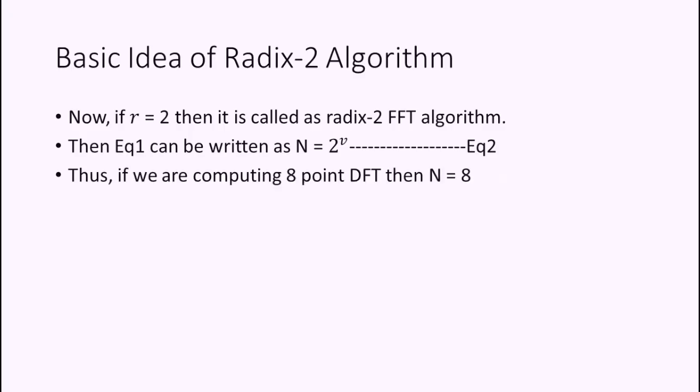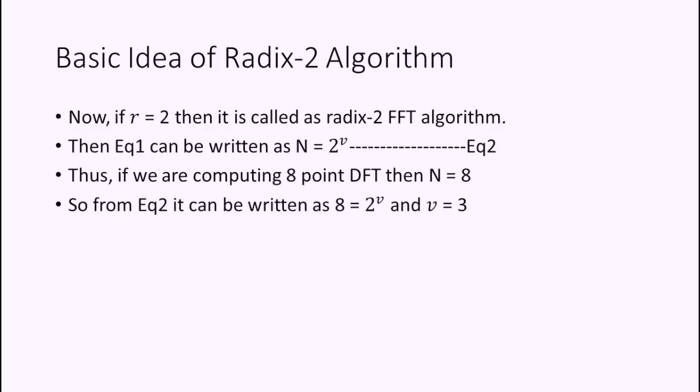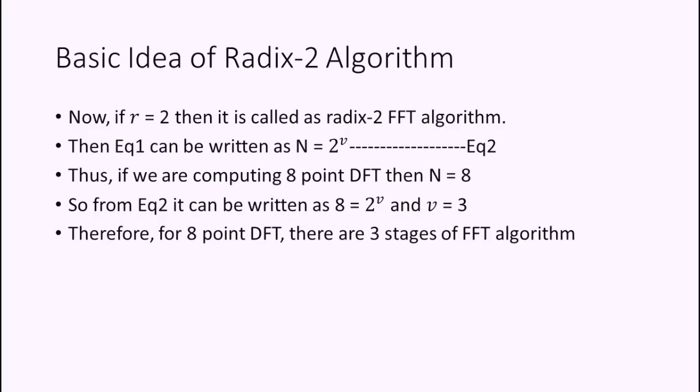Thus, if we are computing 8-point DFT, then N = 8. So, from equation number 2, it can be written as 8 = 2 to the power v, and v = 3. Therefore, for 8-point DFT, there are 3 stages of FFT algorithm.